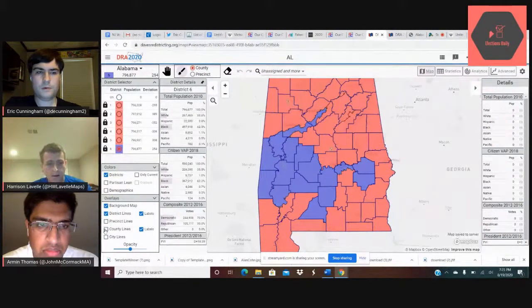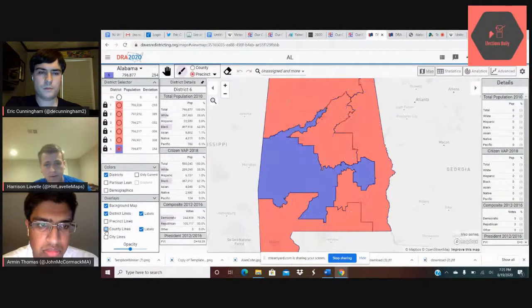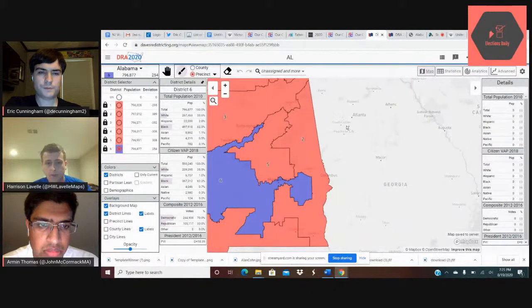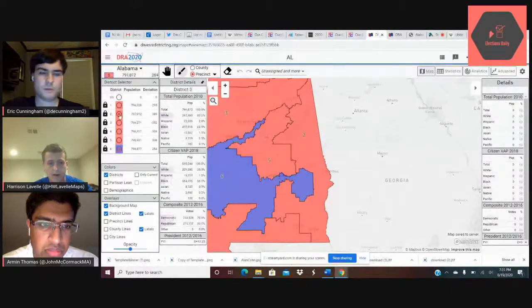Moving on. Sorry, I meant to do that and then do this. Yes, so up here in Calhoun County, that's where Anniston is. So Mike Rogers would be fine in this district. This is actually one of the more Republican seats on this map. It's R plus 17. He would have no problem winning it.